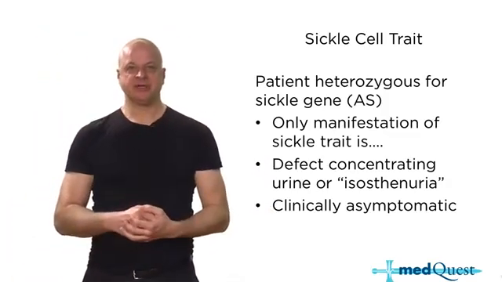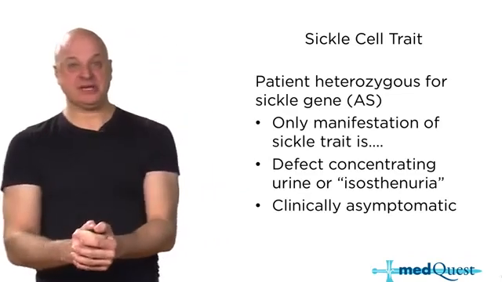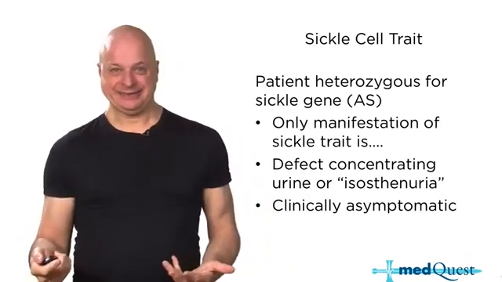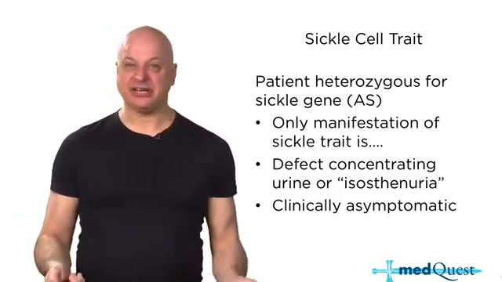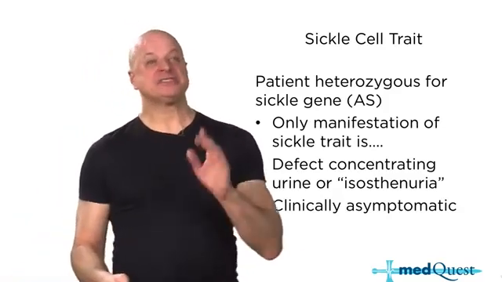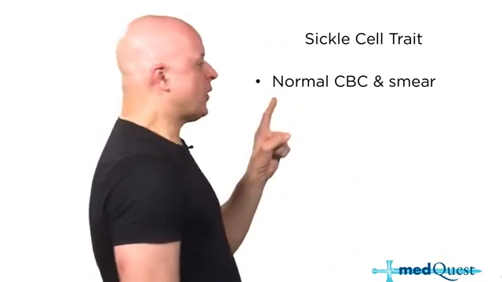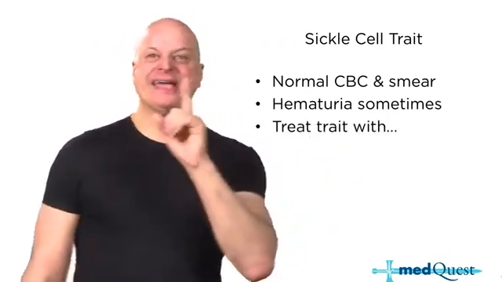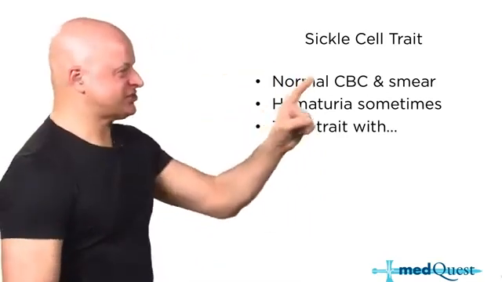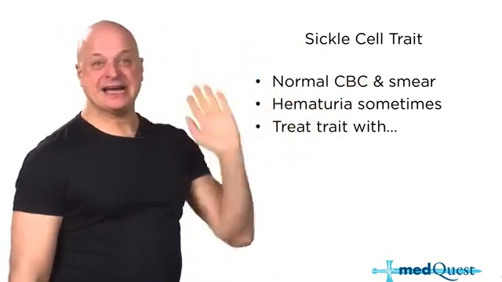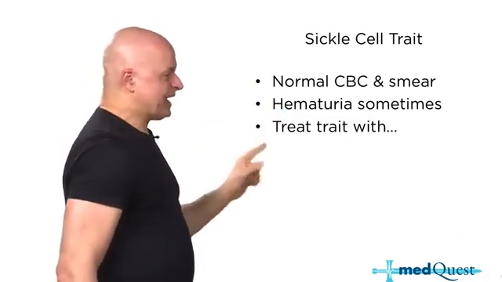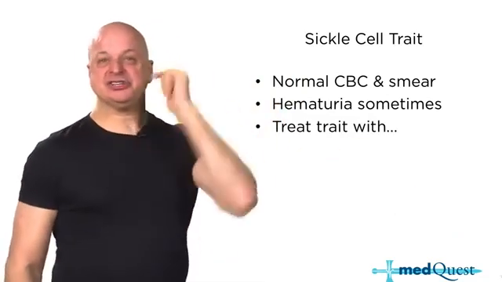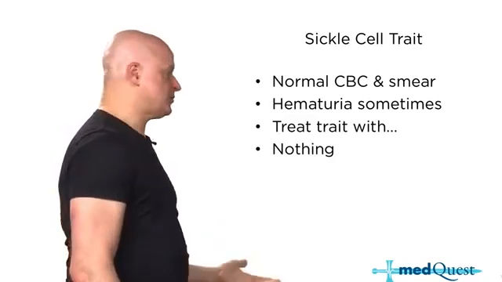The only thing you need to know about sickle cell trait is that if they say the person has hematuria, it's expected. Renal concentrating defect means if it's hot, you and I will bring our osmolality of our urine to 1200. But if it's hot and you have sickle cell trait, you can't concentrate the urine. So the person with sickle cell trait will have a normal CBC and smear, and hematuria, but they can't concentrate the urine, so they're susceptible to dehydration. The best treatment for trait is nothing, because there is no treatment for trait.